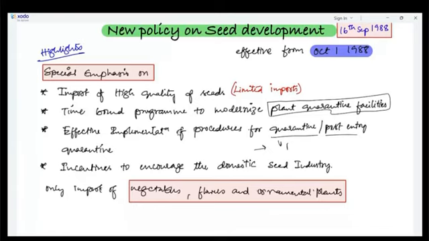Emphasis was also given to incentives to encourage the domestic seed industry, as I said earlier. Under this policy, mainly vegetables, flowers, and ornamental plants were allowed to be imported. Since these are high value crops, they were allowed to be imported because they make a direct contribution to the GDP. This is why emphasis was given to the import of these materials.